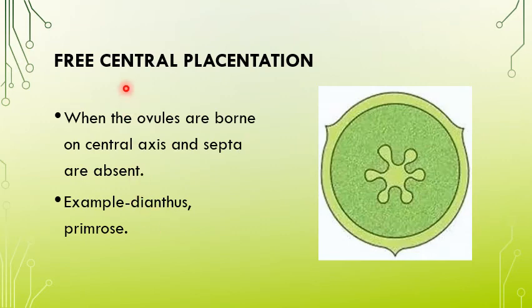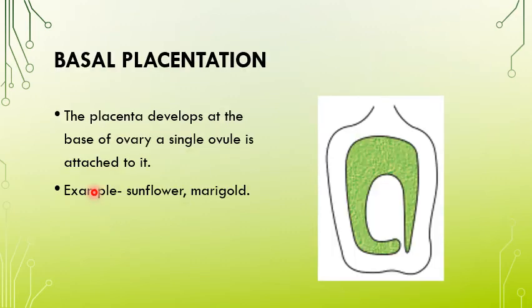Next comes your free central placentation, when the ovules are borne on the central axis and no septa is present, means septa is absent. The examples are dianthus and primrose. The next is your basal placentation. The placenta develops at the base of the ovary. A single ovule is attached to it. The examples are sunflower and marigold. So this is the image.